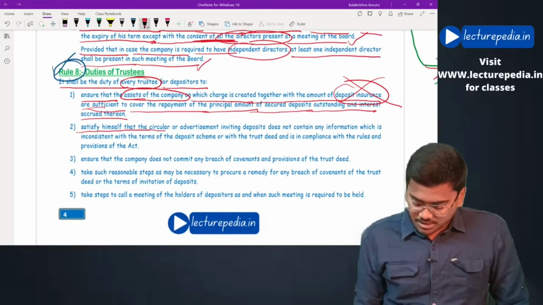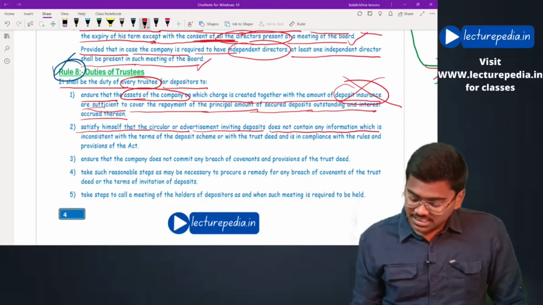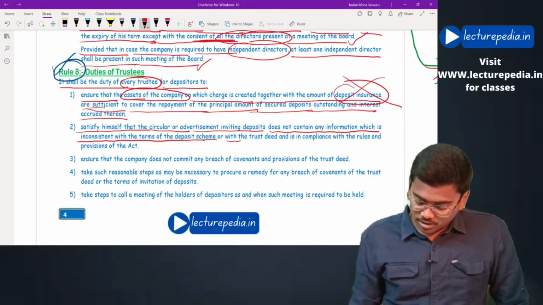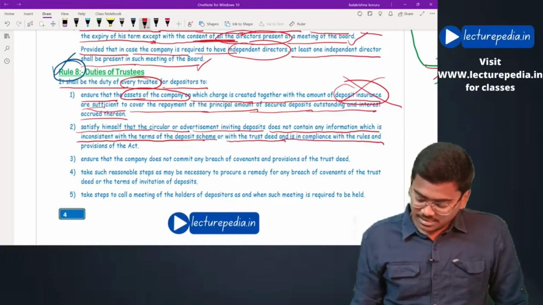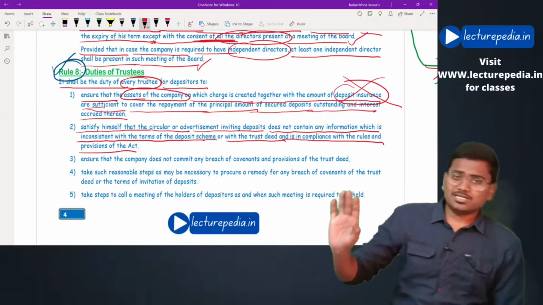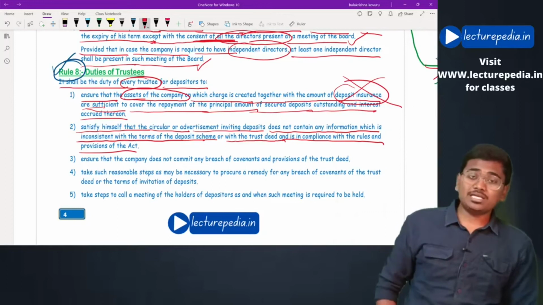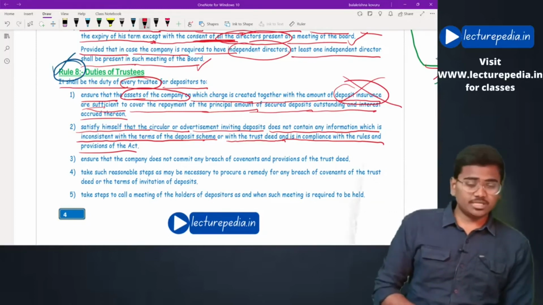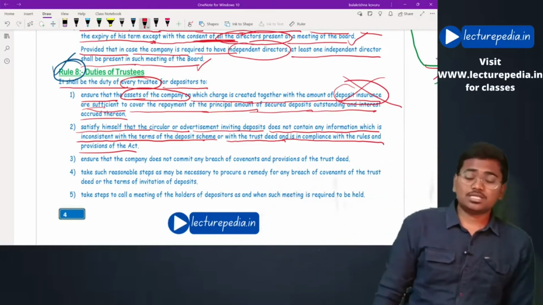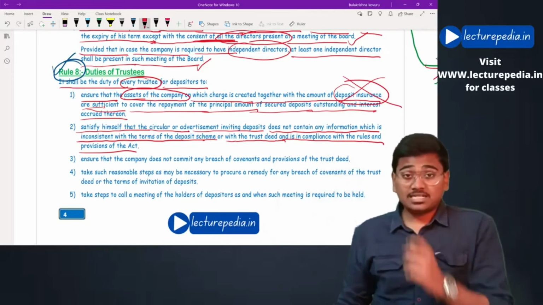Next, satisfy himself that the circular or advertisement inviting deposits does not contain any information which is inconsistent with the terms of deposit scheme or with the trust deed and is in compliance with the rules and provisions of the act. Now the company will be issuing the circular. The points stated in this circular should not be against the provisions of the Companies Act and should not also be against the terms and conditions that were specified in the trust deed. Hope this is clear. That has to be checked by the trustee.